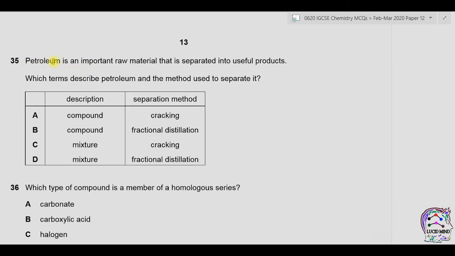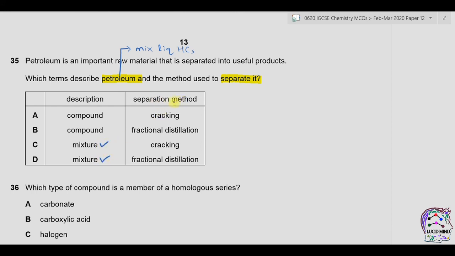Question 35. Petroleum is an important raw material that is separated into useful products. Which term describes petroleum and the method used to separate it? Petroleum is actually the term that is used for a mixture of liquid hydrocarbons. In description we have compound, mixture and mixture. So petroleum is a mixture, it is not a compound.